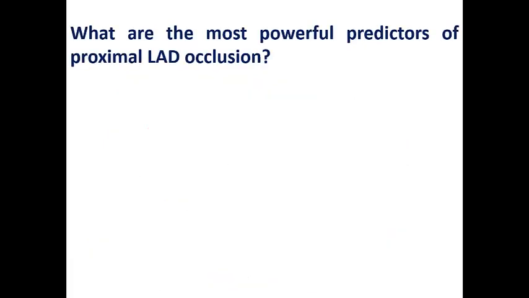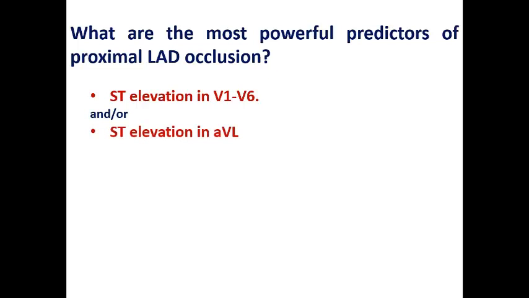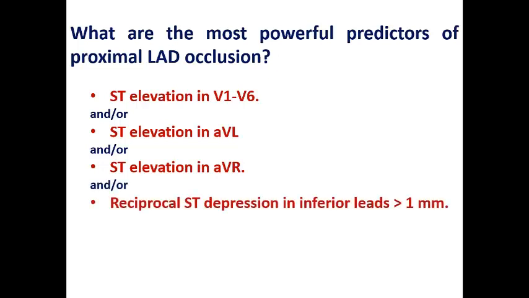So let's make a resume of the most powerful predictors of proximal LAD occlusion, which gives you a note when you see the ECG that this patient is having a very proximal LAD occlusion at a very high risk and worse prognosis. Of course, ST elevation from V1 to V6 indicating large magnitude of infarction in the anterior wall. ST elevation in AVL denoting lateral wall infarction and LAD occlusion proximal to the first diagonal. ST elevation in AVR denoting basal septal infarction and LAD occlusion proximal to the first septal perforator.